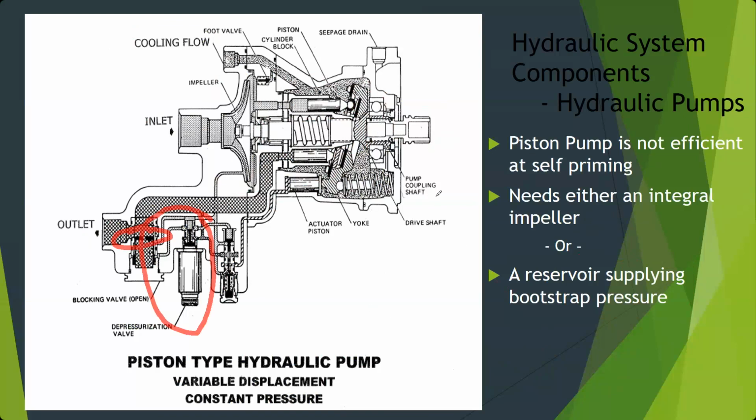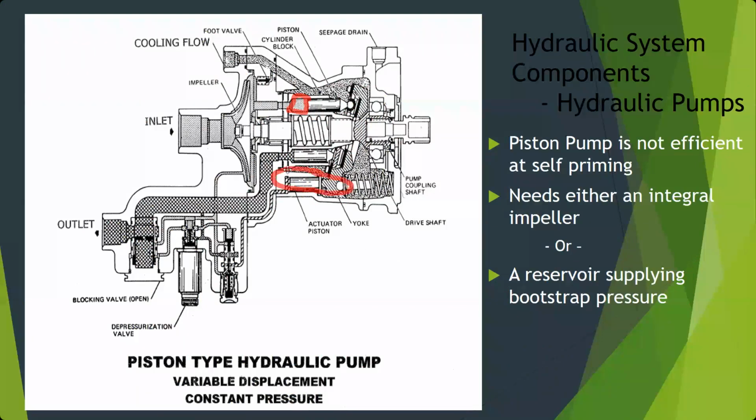And the way these are constant pressure variable displacement, the key to this whole thing is this angled yoke or swash plate. And the angle of that swash plate sets how much fluid is pumped. So right now it's angled fairly far over. That means it's going to draw a space that big. The yoke swash plate angle can be varied by this actuator piston down here.